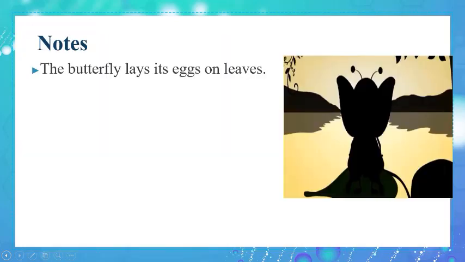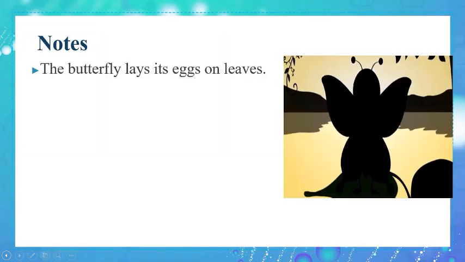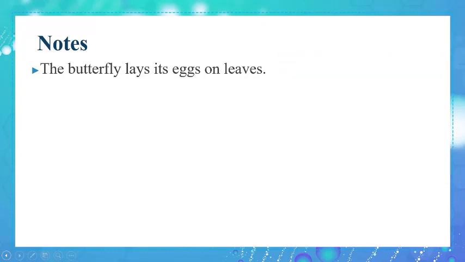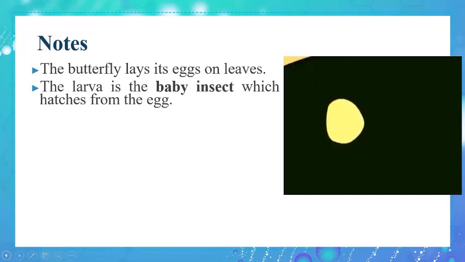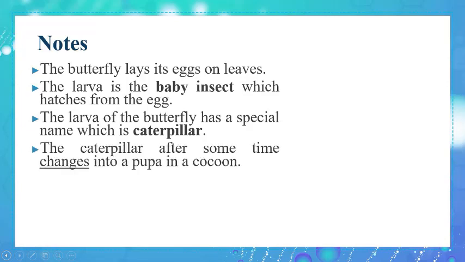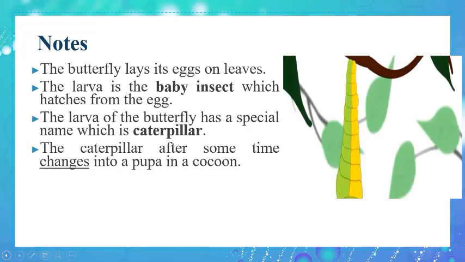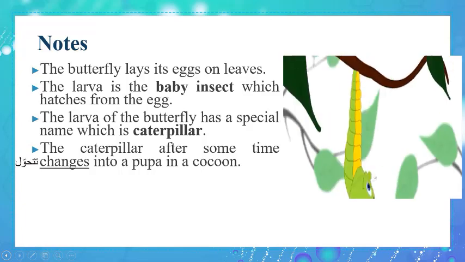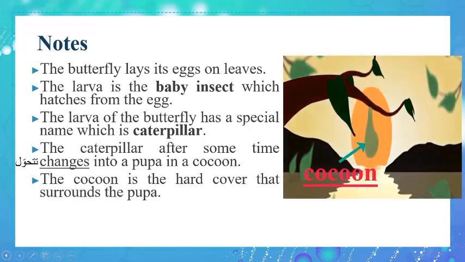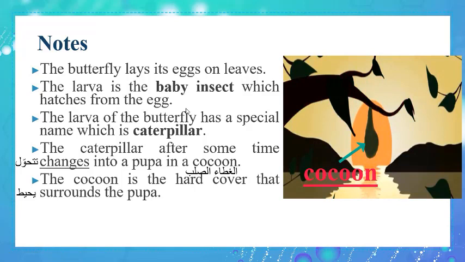The butterfly lays its eggs on leaves. The larva is the baby insect which hatches from the egg. The larva of the butterfly has a special name, which is caterpillar. Caterpillar, after some time, changes into a pupa and a cocoon. The cocoon is the hard cover that surrounds the pupa.